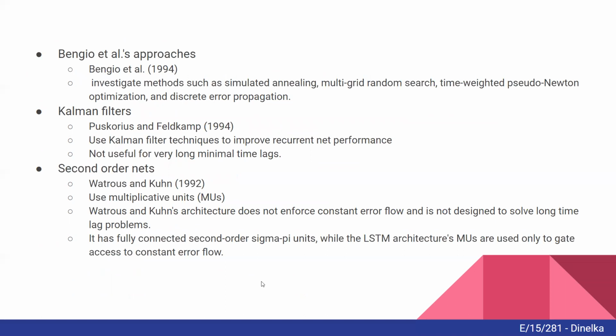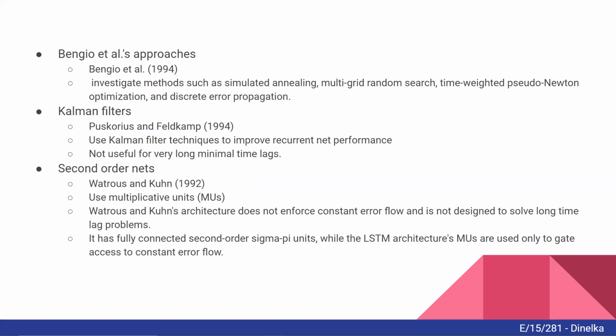Bengio et al.'s approach was proposed in 1994 to investigate methods such as simulated annealing, multi-grid random search, time-weighted pseudo-Newton optimization, and discrete error propagation. Kalman filters were used. Puskorius and Feldkamp in 1994 used this technique to improve recurrent net performance, but this is not useful for very long minimal time lags.